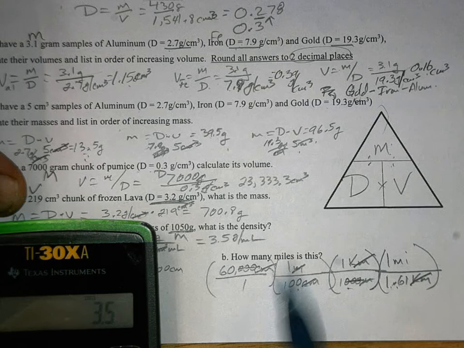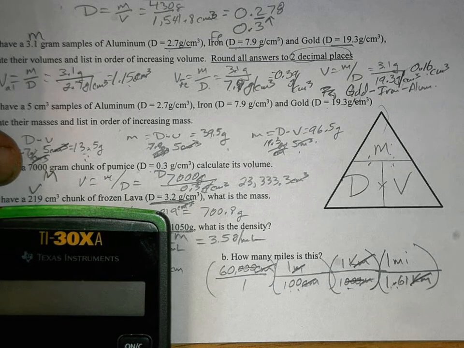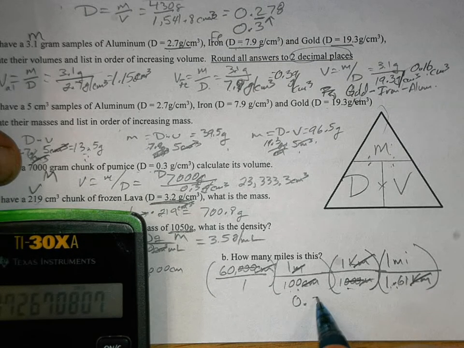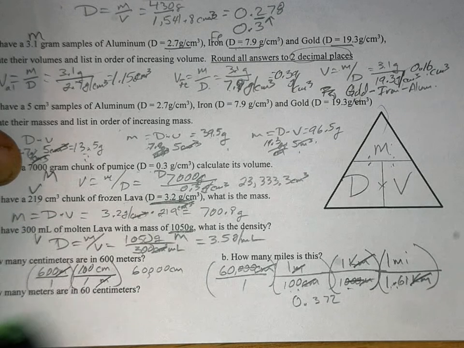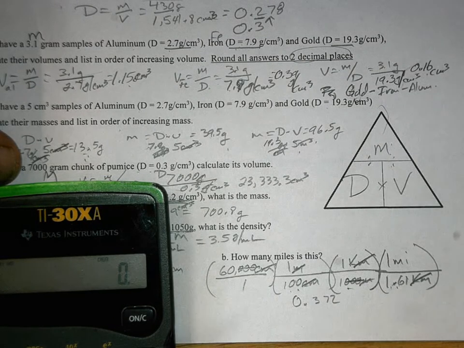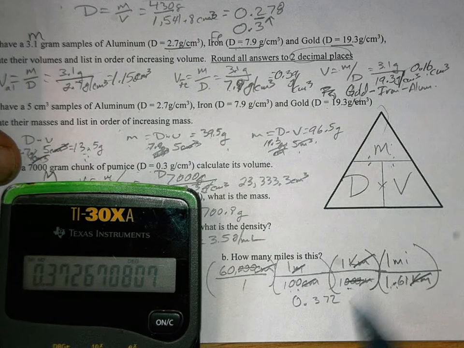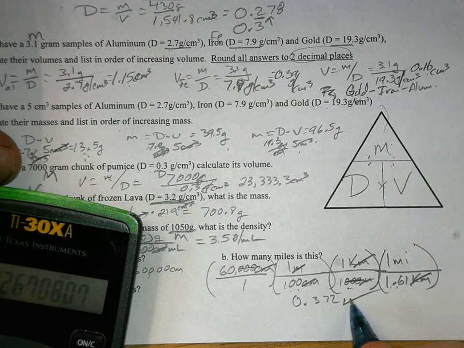I'm not going to cancel any more zeros, so I'm going to put in the number. 60 divided by 100 divided by 1.61, and I got 0.372. Now, I'm just going to double check that. Let's say you didn't want to cancel off those zeros. I put 60,000 divided by 100, then divided by 1,000 on the scientific calculator, and divided by 1.61. Okay, got the same answer, and that's going to be miles.